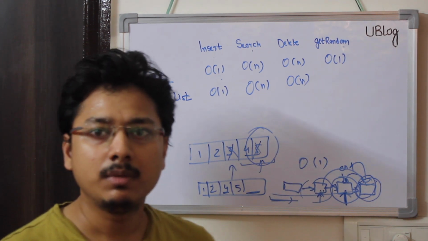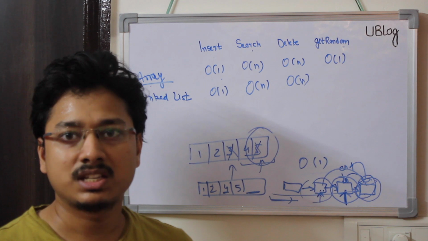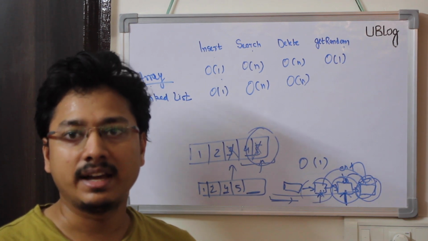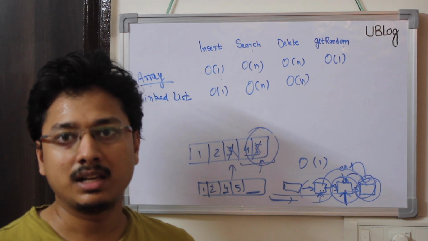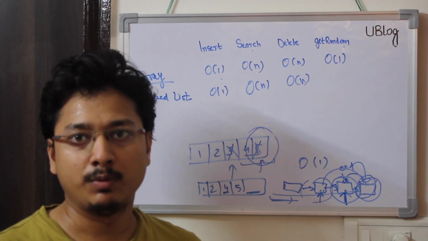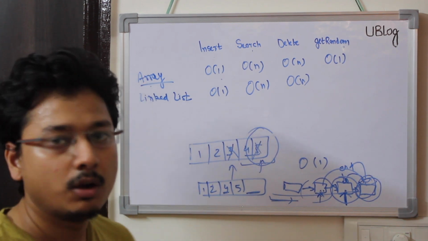And what about get random? Since we cannot traverse the linked list like we traverse an array, in an array we can reference any index and find the value. But in a linked list we can't reference any random node and find the value. We need to traverse to the node and then only find it. So get random in linked list also takes O(n) time.